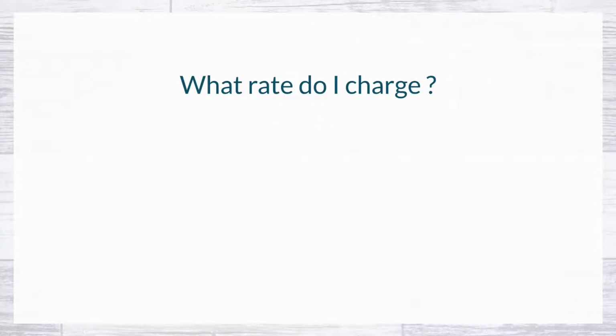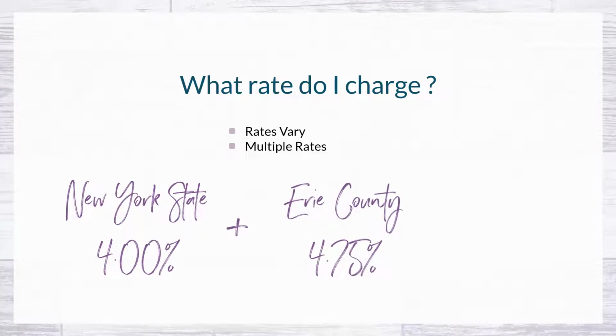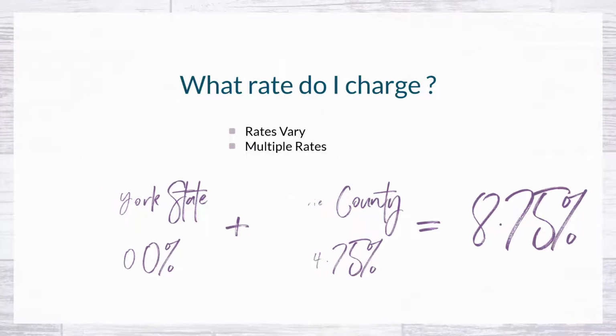How do you know which rate to charge? Sales tax rates vary across states, cities, counties, and local areas. You may have to calculate a mixed sales tax rate. For example, I'm in Buffalo, New York, so sales tax for the state of New York is 4%, and in Erie County, where I live, the county sales tax is 4.75%. So that's a total of 8.75%. When I report, 4% goes to the state and 4.75% goes to my local county. I know it sounds a little bit crazy.